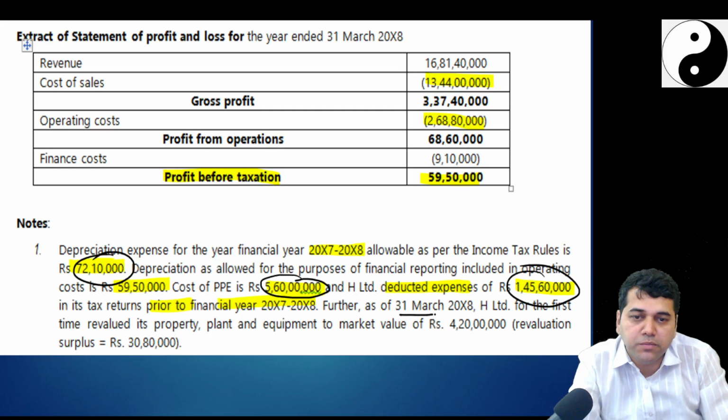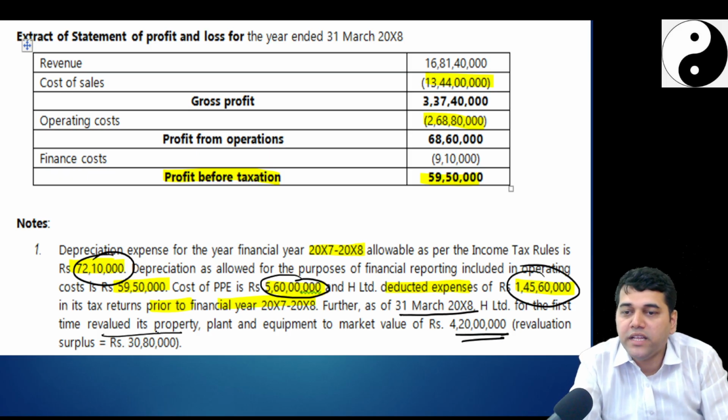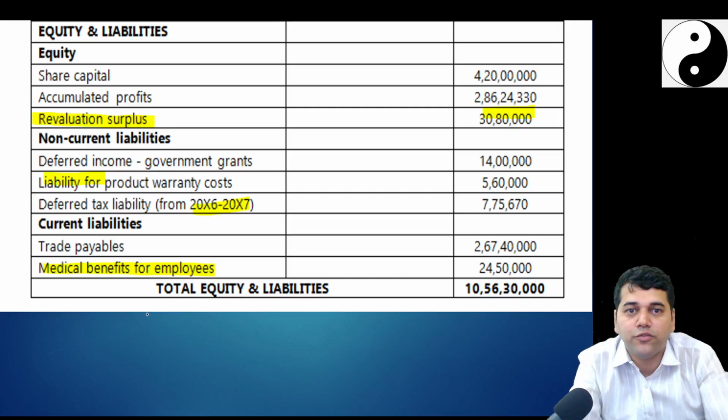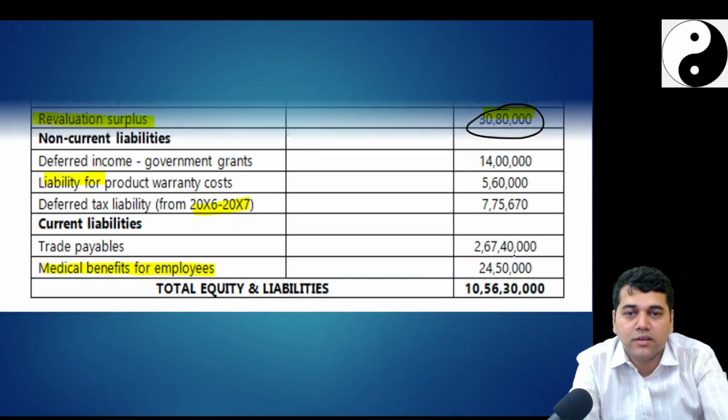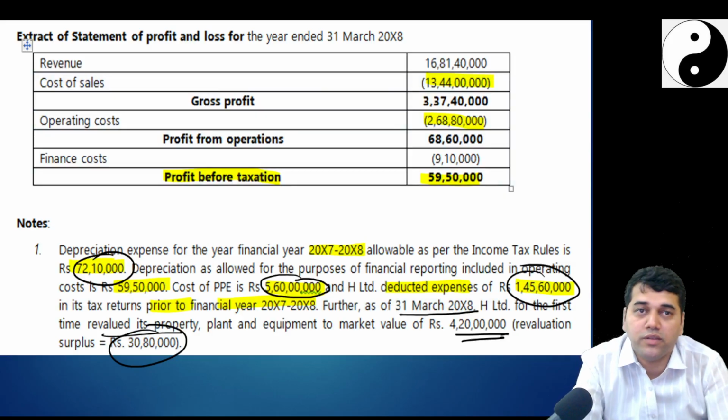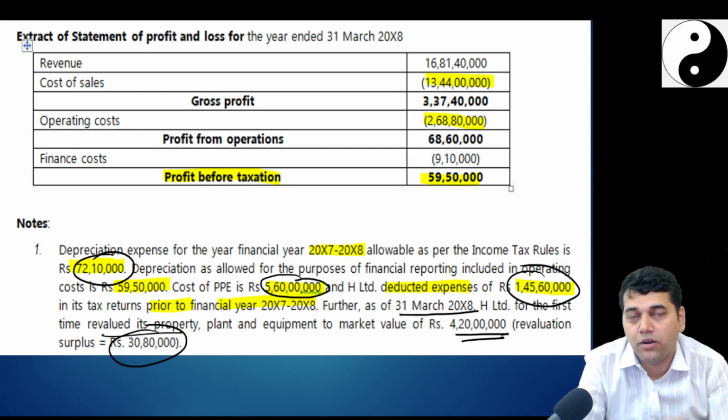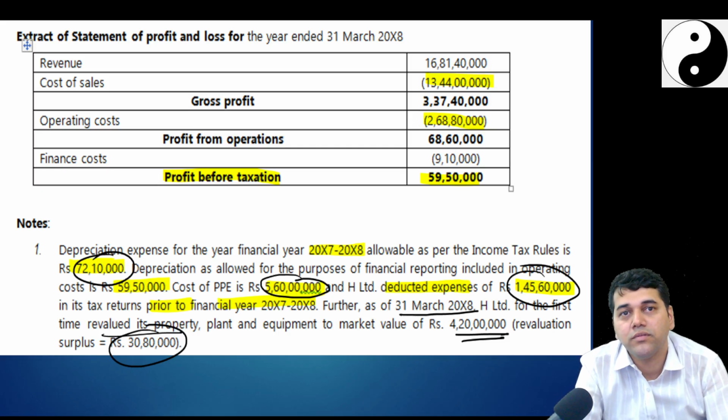Further, as on 31st March 2018, H Limited for the first time revalued its property, plant and equipment to the market value of 4.2 crores, and you made a revaluation gain. Now you get connected. If you go back, 30.8 is the revaluation surplus, 42 is the fair value. Have they recognized this revaluation surplus? No. On this revaluation surplus, OCI is going to come. Where will it go? Deferred tax, OCI.